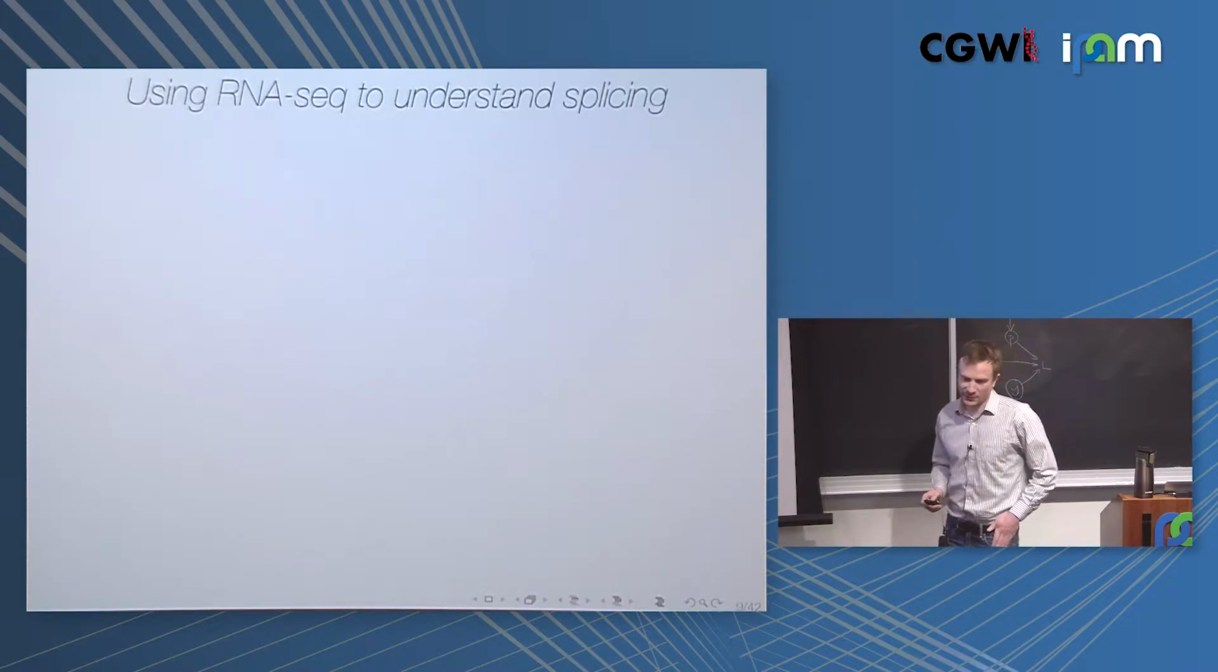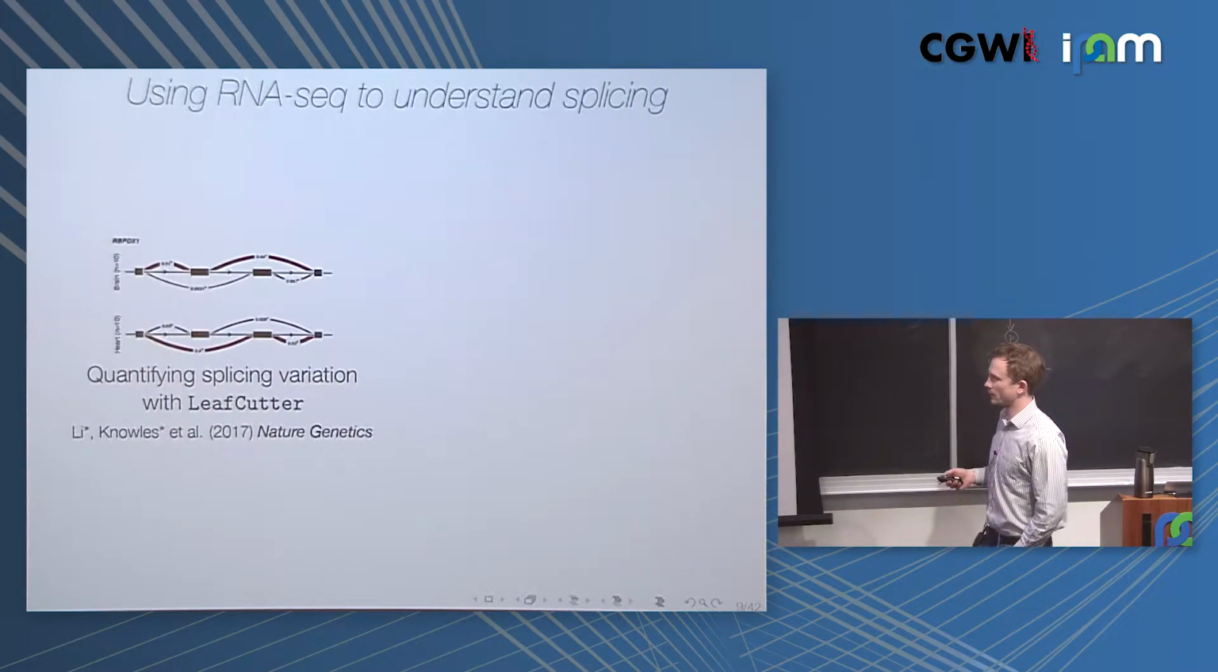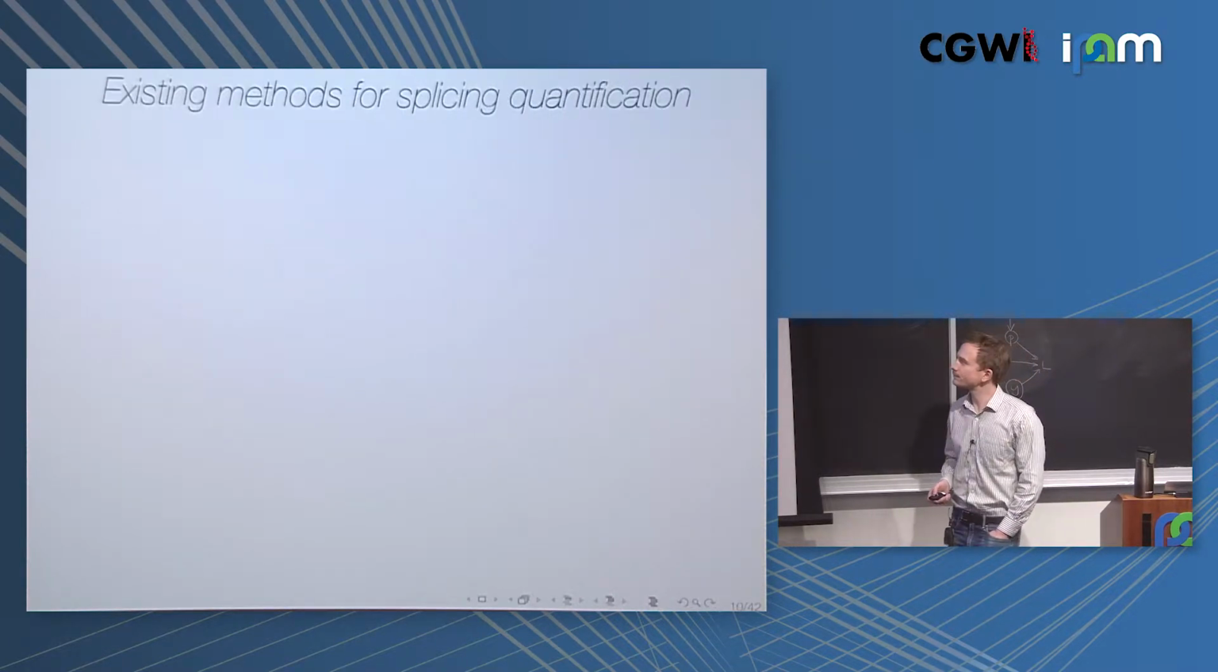Okay, so that example suggests that splicing is important both in healthy development and also in disease, so how can we quantify it? The way I'm going to be talking about doing that is using RNA sequencing data. Work we've done recently has involved better approaches for quantifying splicing variation using an algorithm called leafcutter. And then I'm also going to talk about more recent work trying to understand the genetic basis of splicing dysregulation.